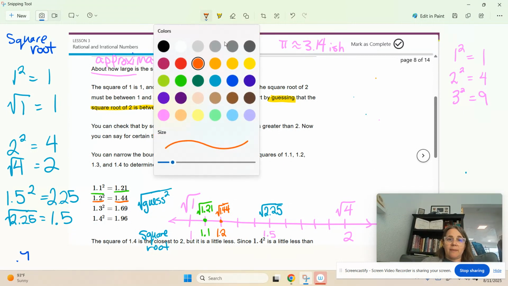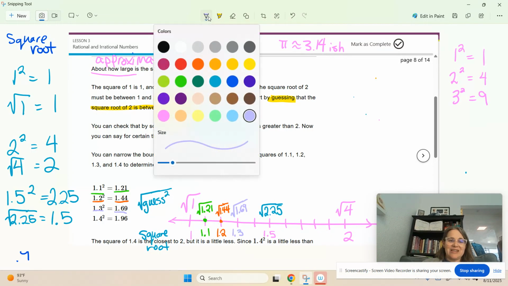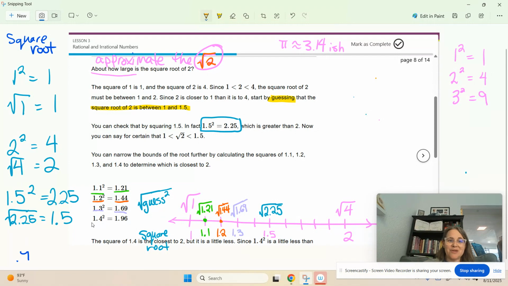So let's try something bigger. And that's what they do next here. They try 1.3. They got 1.69. Here's 1.3. That would be the square root of 1.69. That's still not big enough, but we're close, right? Okay. And then check it. They try 1.4 and it's super close. So close to 2, right? 1.4 times 1.4 is 1.96.